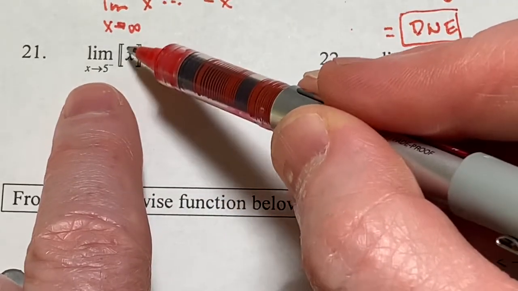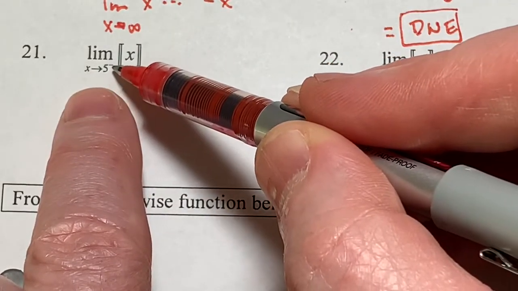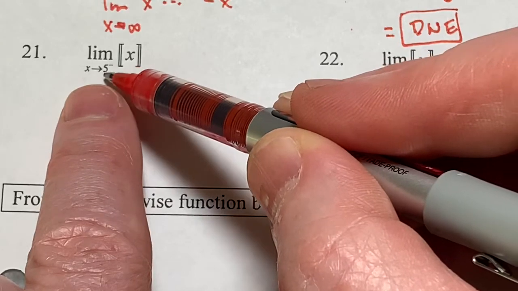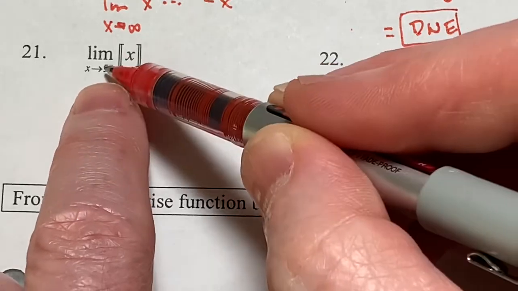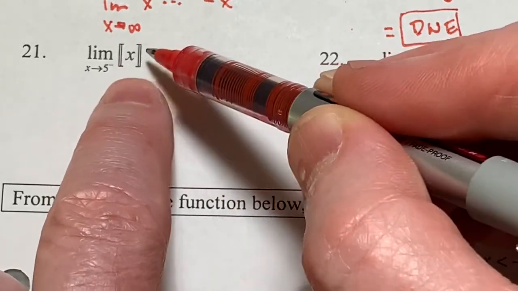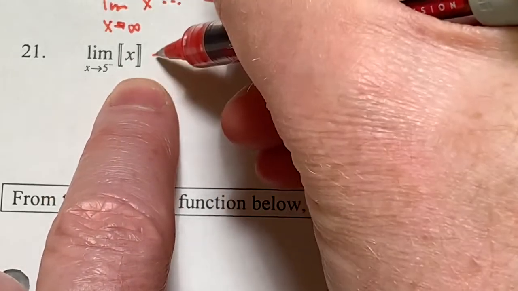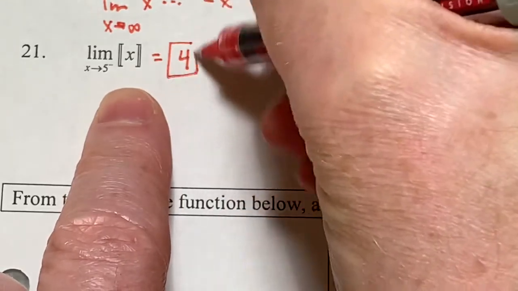And again, I can't plug 5 in, but 5 to the left side would be like 4.9. Because remember, at 5, it doesn't exist. It's jumping. It's where it jumps to the next step. So I'm going to plug a 4.9 in there. And what does the greatest integer function do to a 4.9? It rounds it down to 4.